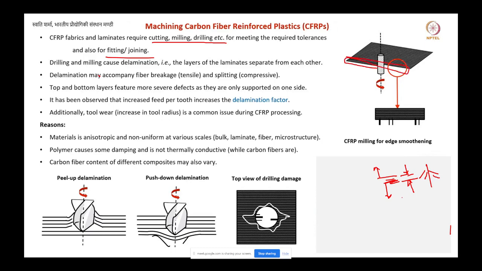Now, the reason is the material is anisotropic and non-uniform. It varies in scale, you can say in the microstructure or the bulk or the fiber level, and the polymer causes some damping, and it's not thermally conductive. While carbon fibers are conductive, the carbon fiber content of different composites may also vary, and that will lead to different mechanisms during machining. Here you can see the first one is your peel-up delamination, and this is your push-down delamination. Now this is your top view of drilling damage, how it is drilling.